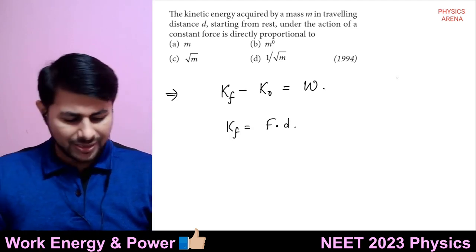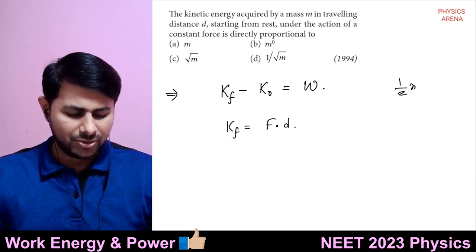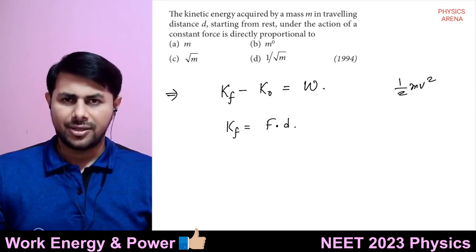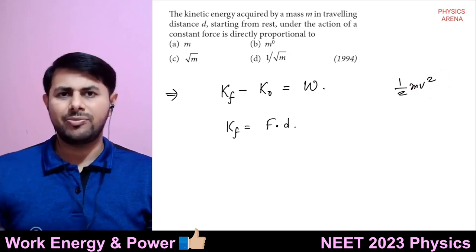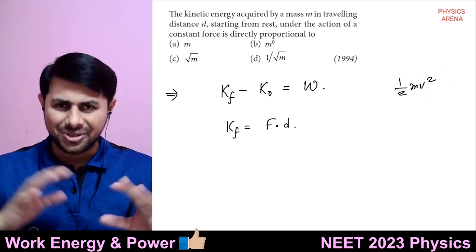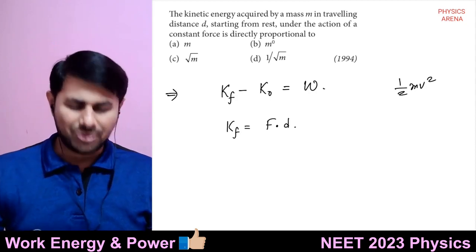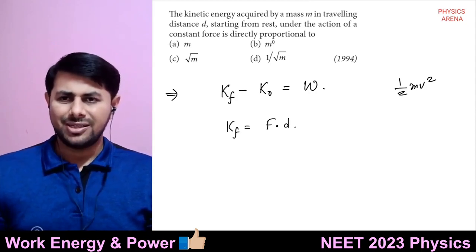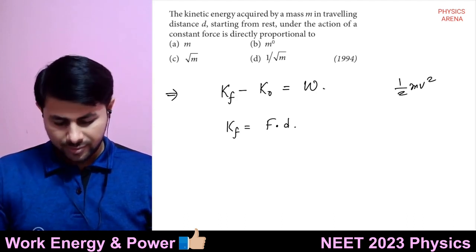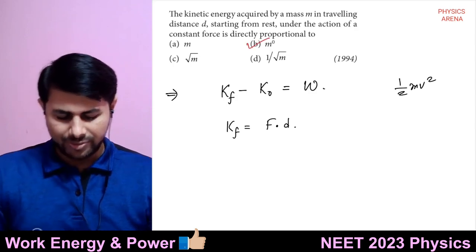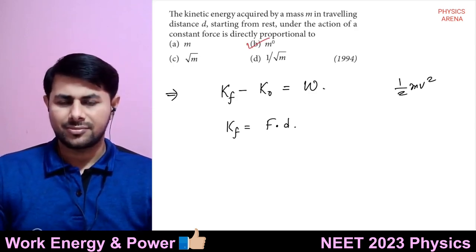What will depend on mass? See, kinetic energy is half of m into v square. So if mass is less, speed will be more. If mass is more, speed will be less. But the kinetic energy that you are giving by pushing that object with a constant force will be the same. It does not depend on mass. Got it? Option B is the answer. Okay, is there a confusion?